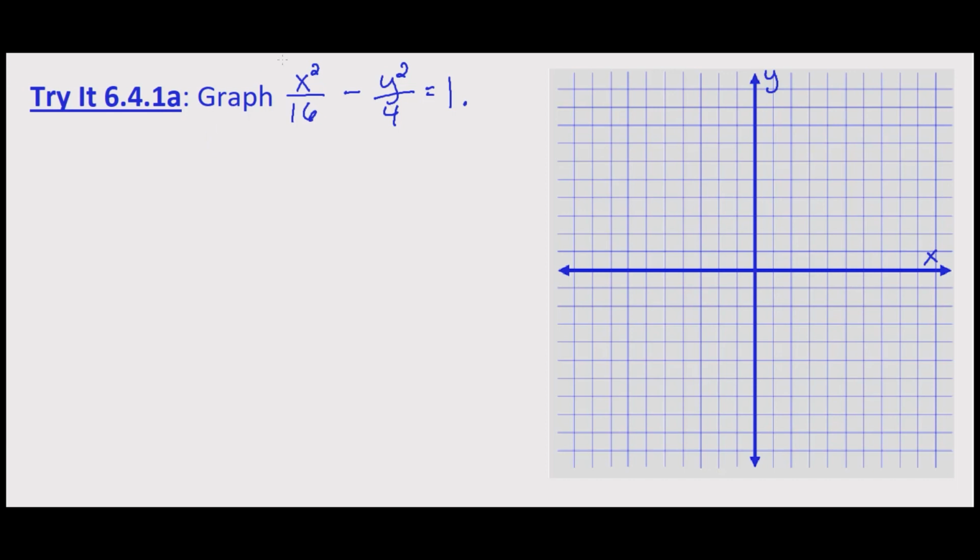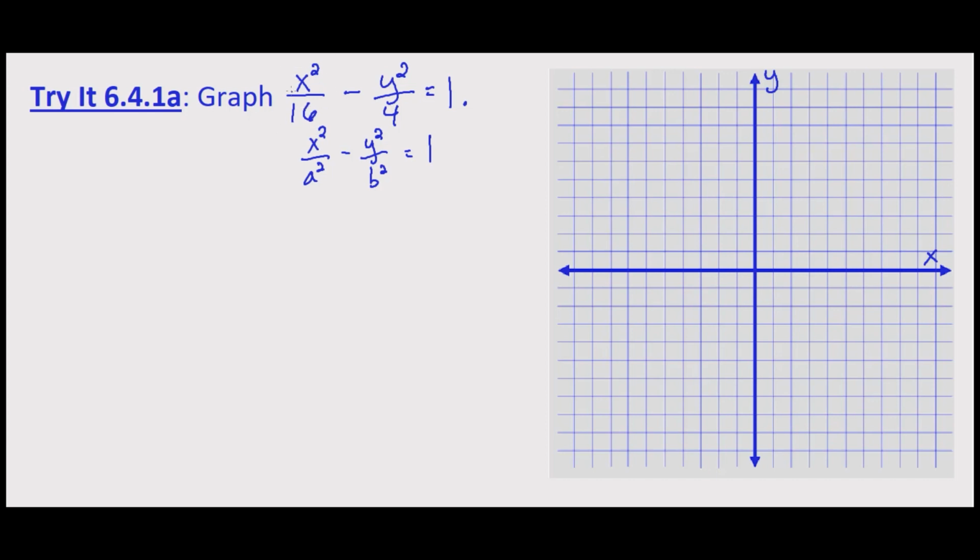We're going to find points based on this form: x squared over a squared minus y squared over b squared equals 1. When we have this, we can determine points from the center in order to form this box that makes up the corners of our asymptotes and the vertices of the hyperbola.